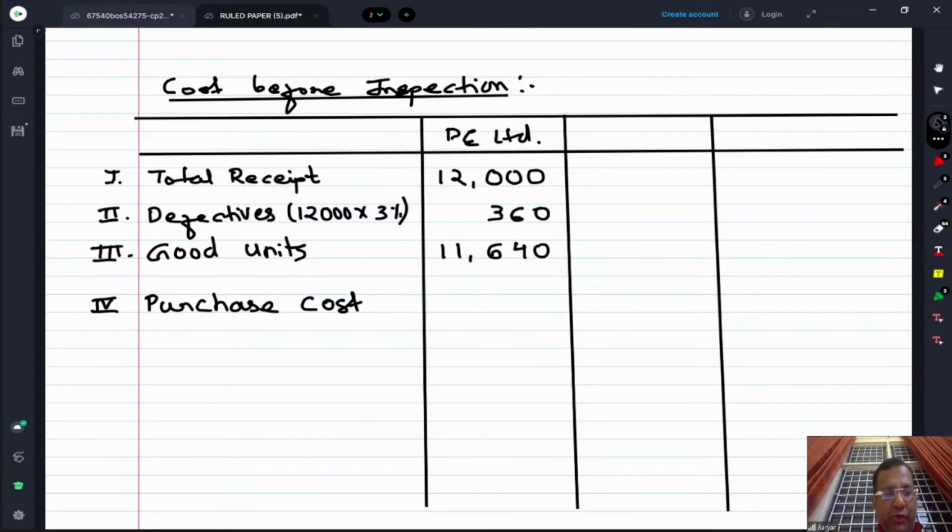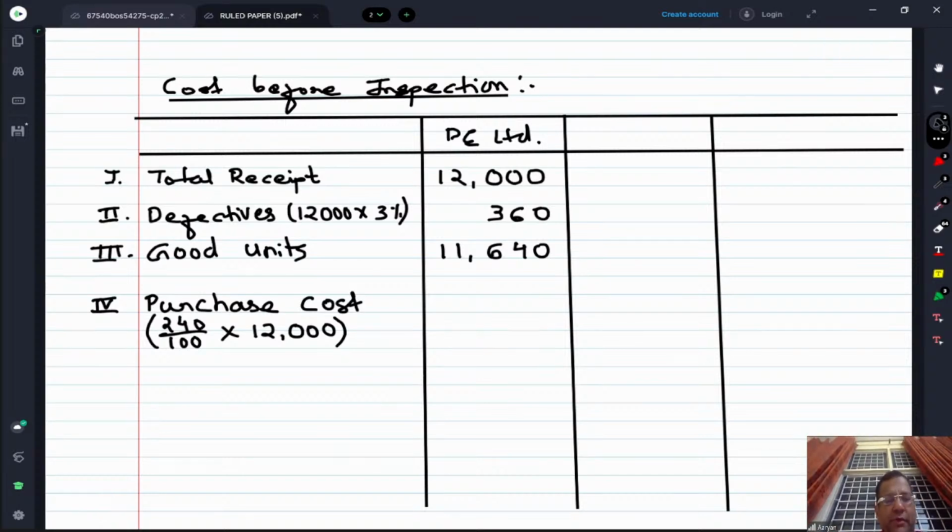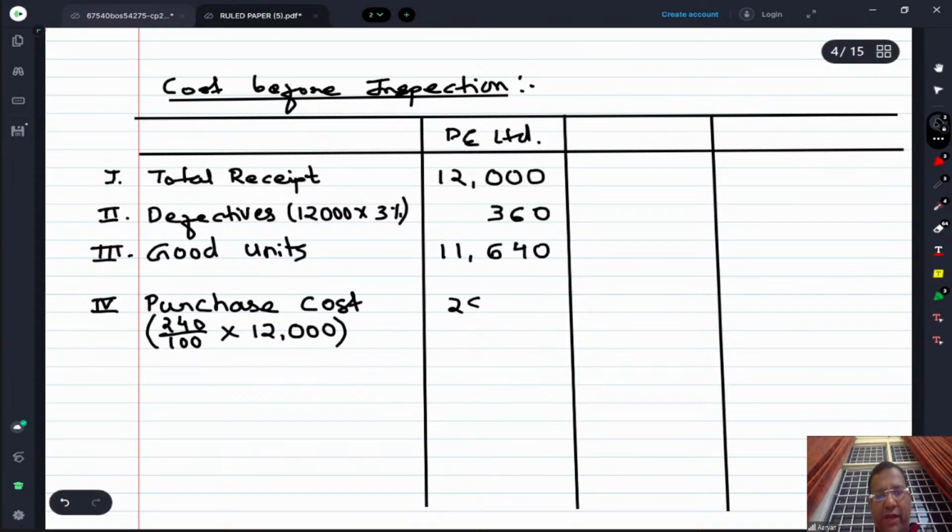So please multiply, beta, 2.4 rupees for 100 units, multiplied by 12,000 units. What will be the answer? 12,000 multiplied by 2.4. It's 28,800.